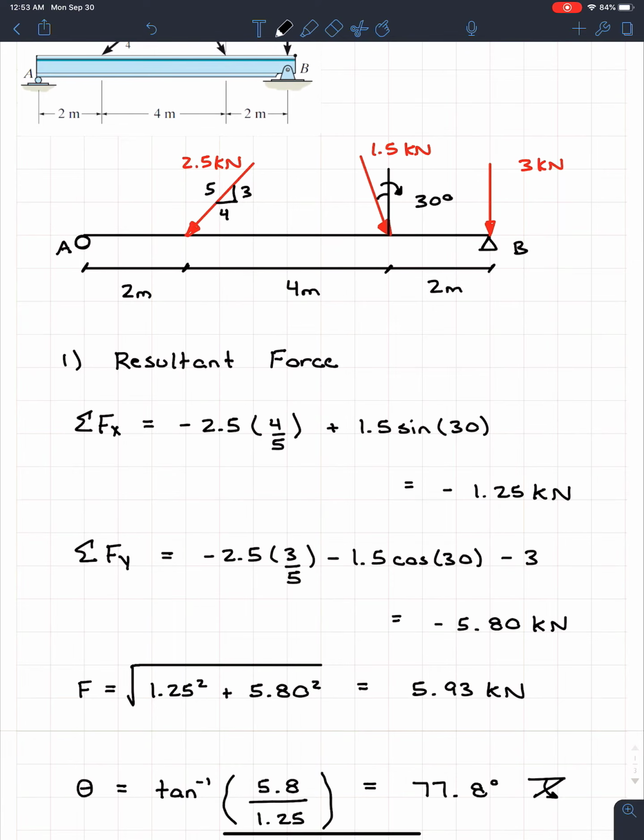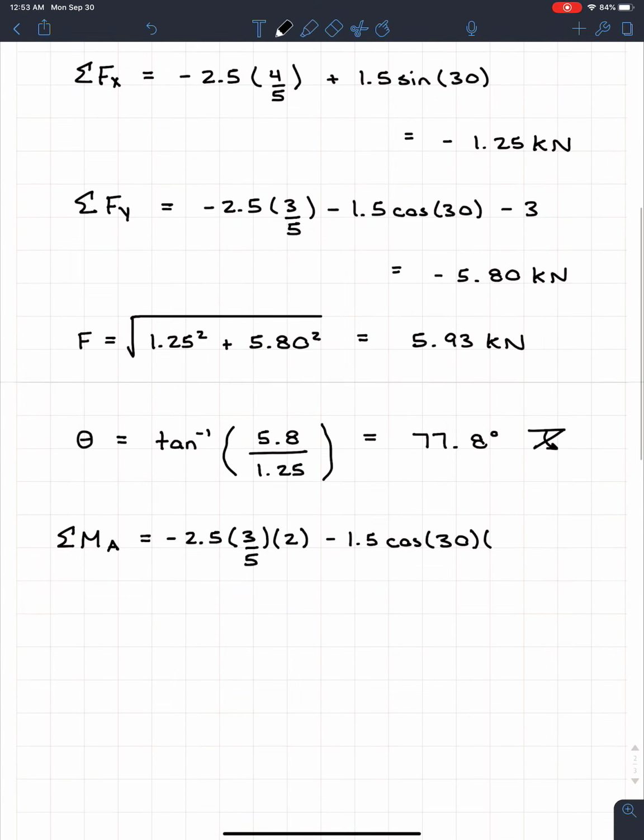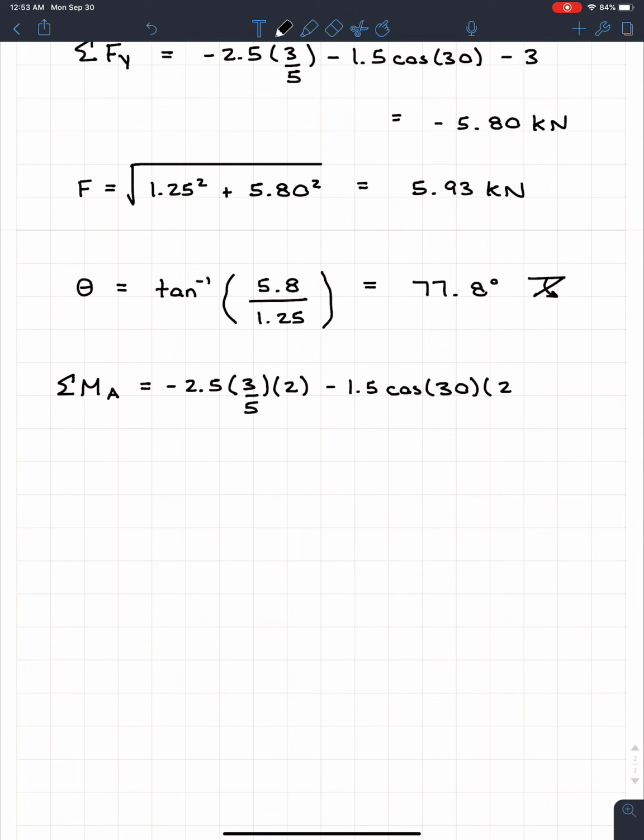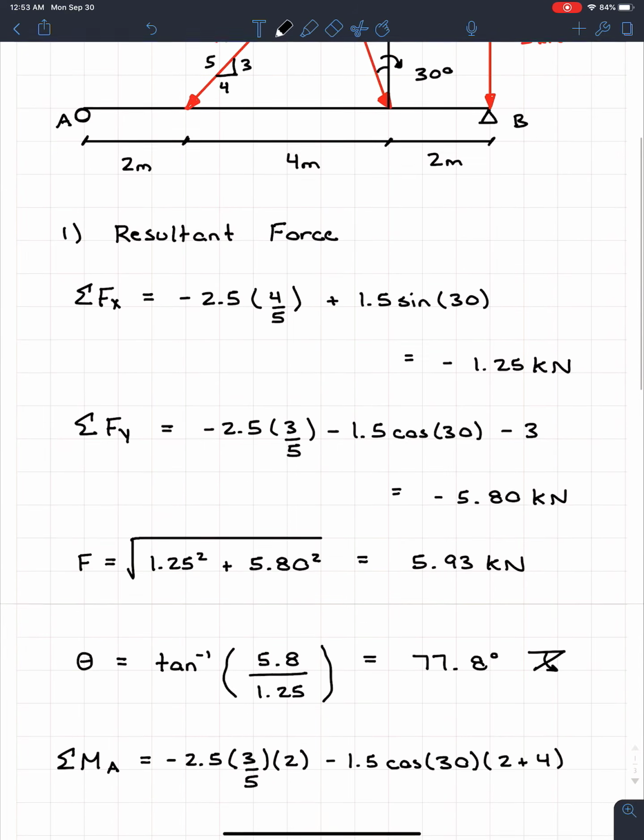So in this case, we're going to have to take that 2 meters and add 4 meters. So the moment arm in this case will be the 6 meters. So we're just going to go 2 plus 4. So that's the moment arm in this case, that perpendicular distance.